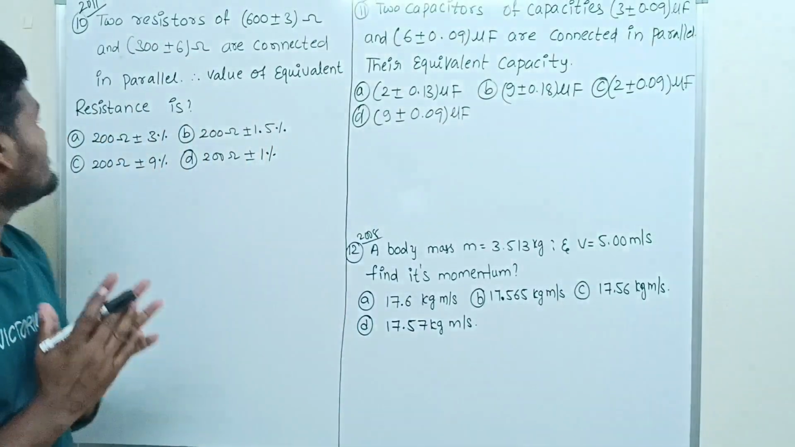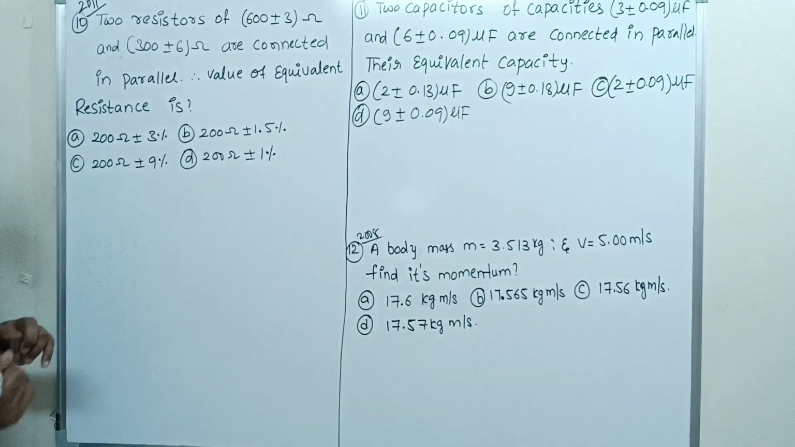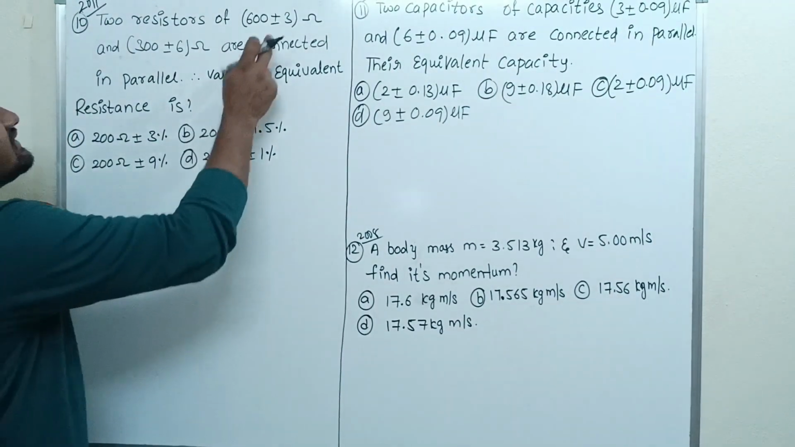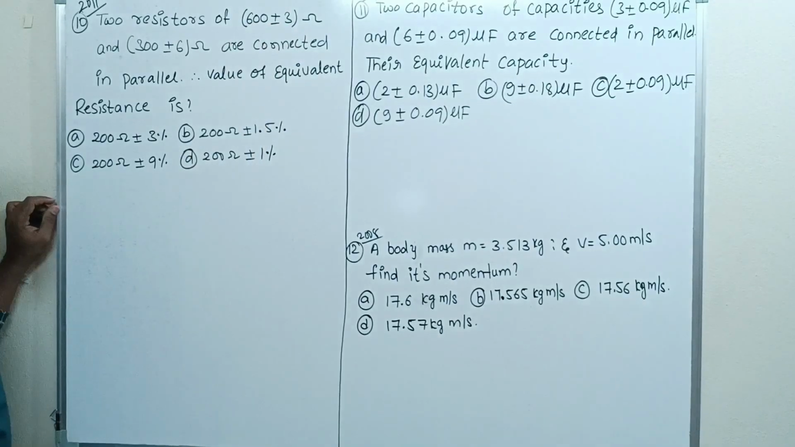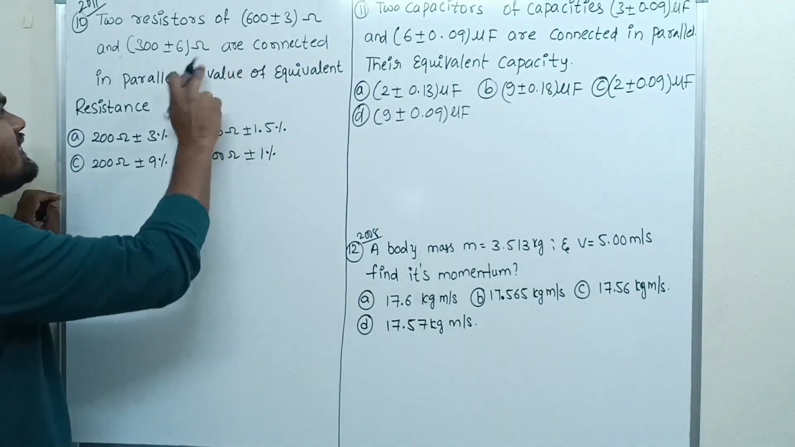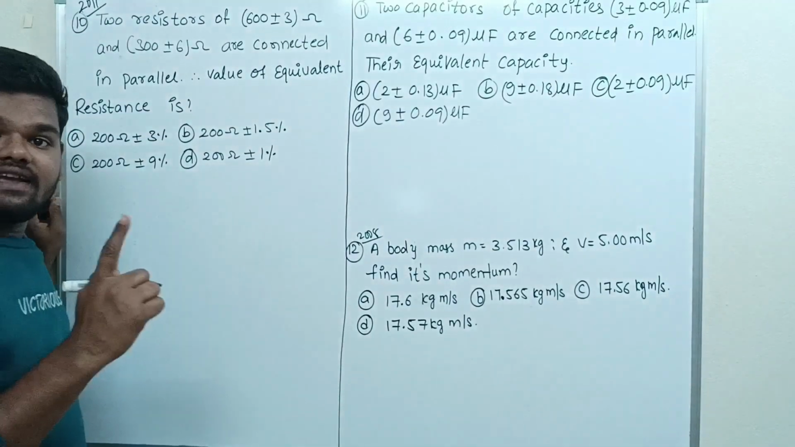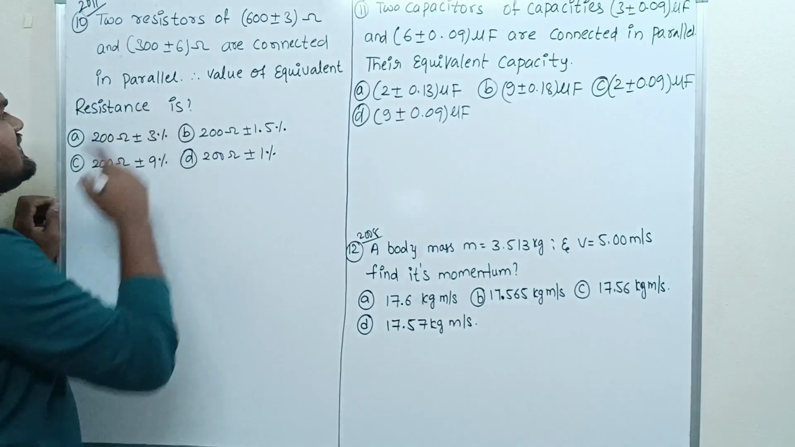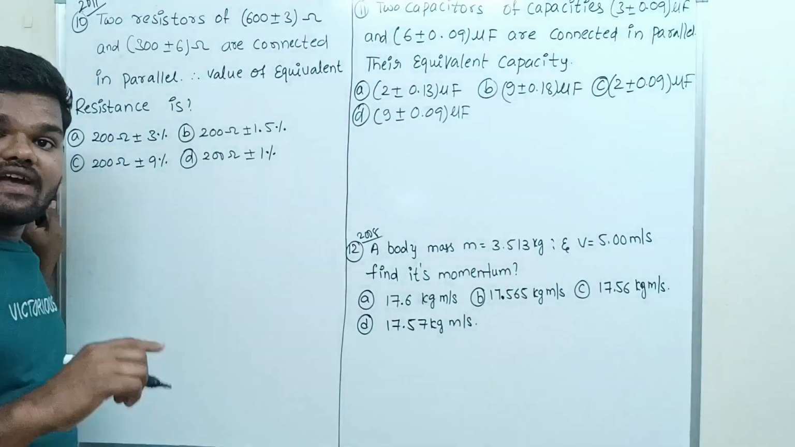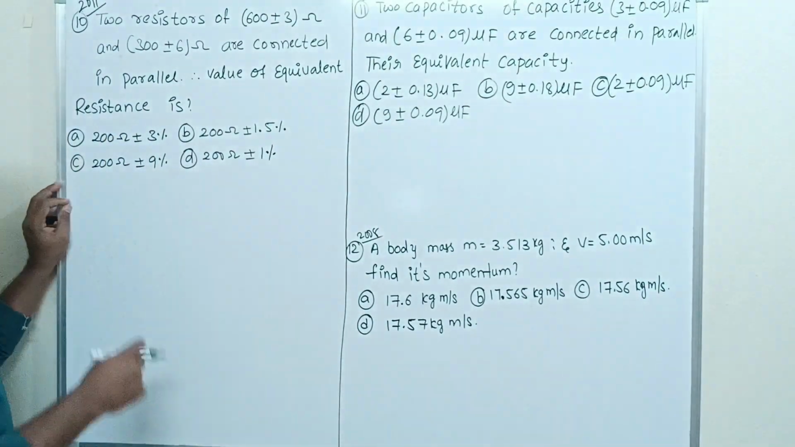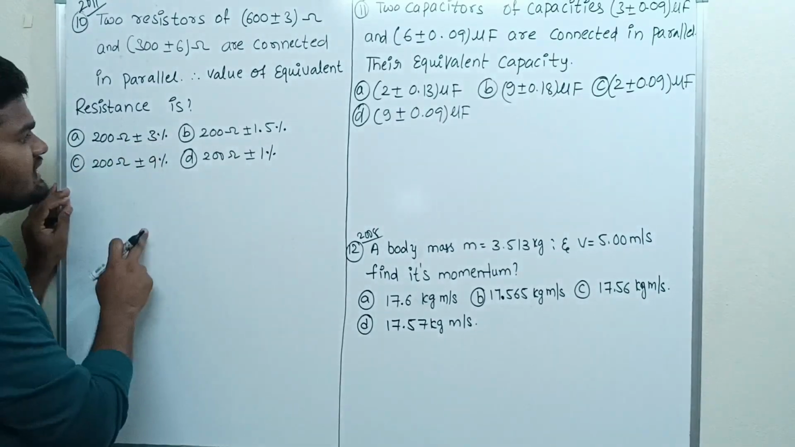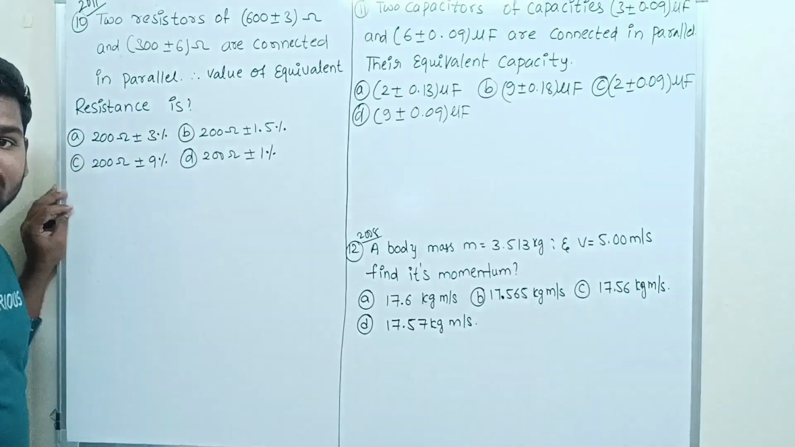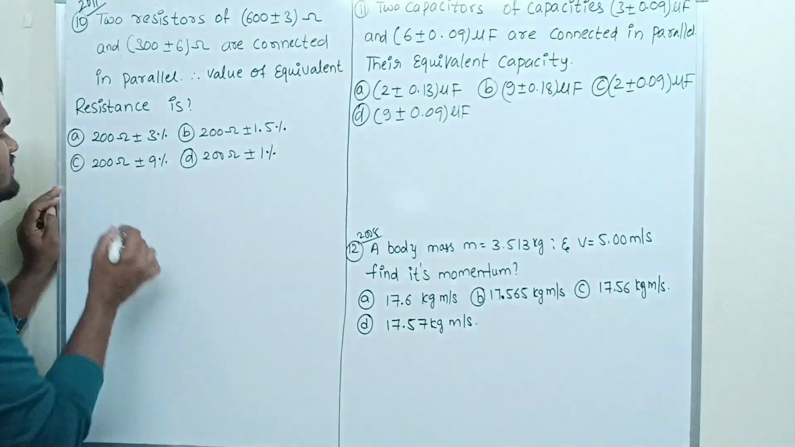Okay, right. So our 10th question is a 2011 JEE Mains question. So have a look. Here they are given two resistors, 600 plus or minus 3 ohms and 300 plus or minus 6 ohms, connected in parallel. He has taken two resistors and connected them in parallel combination. So we have to find the value of equivalent resistance. The options are 200 plus or minus 3 and 200 plus or minus 1, with percentage error given and a mean value also given. So have a look. Solution.